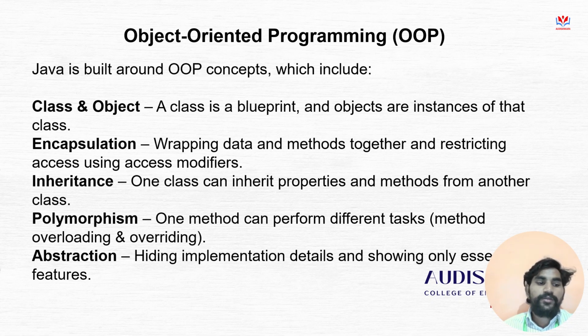Polymorphism is a very important thing, where one method can perform different tasks, like method overriding and overloading. This is the main thing used in Java to come across many programs. Abstraction: hiding implementation details and showing only essential features.